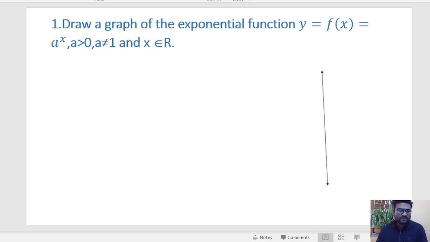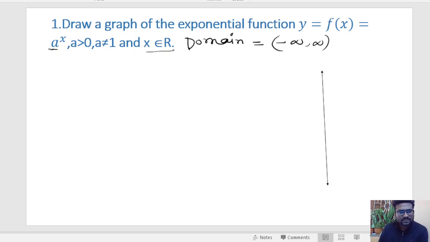We take the value of x equals any value. At first we know the function a to the power x, its domain and range. The domain of a to the power x is x belongs to R. I am writing that the domain equals minus infinity to plus infinity. This is the domain of the given function.